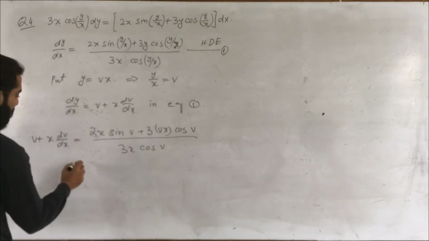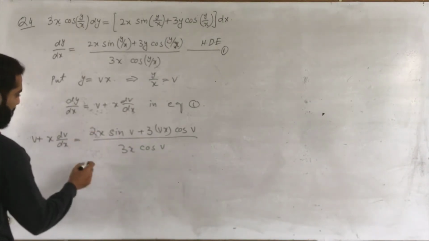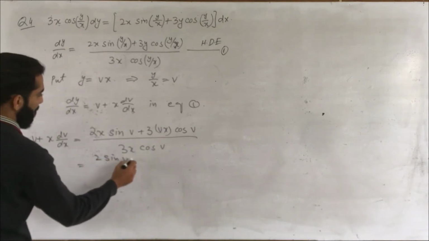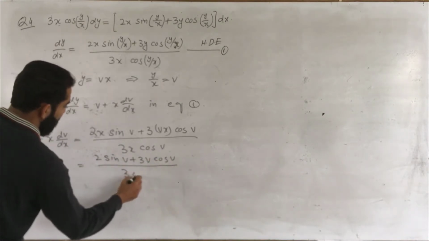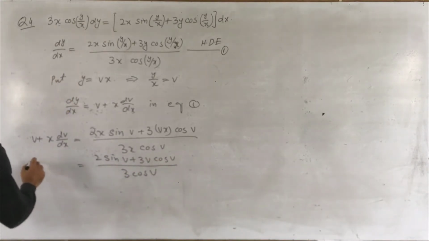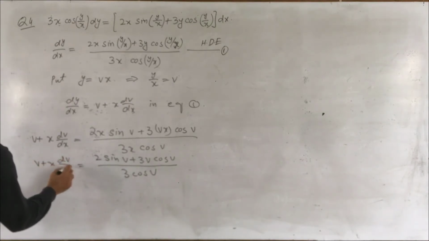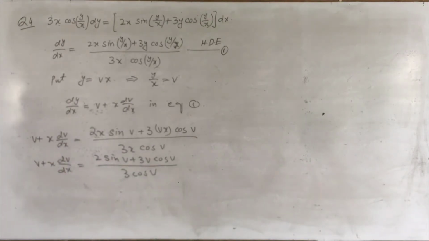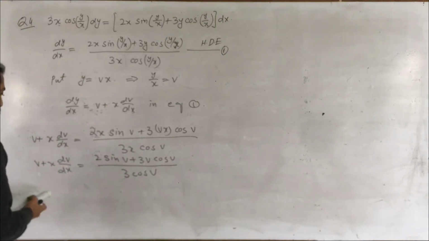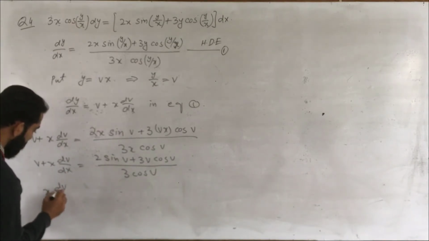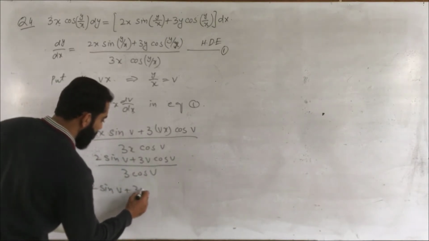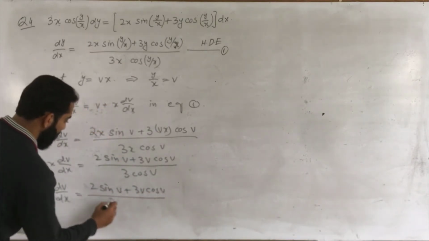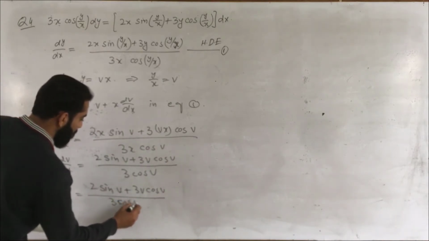By taking common x from the upper hand side and cancelling it out with the lower x, 2 sin V plus 3V cos V divided by 3 cos V remains. Here V plus x dV over dx. Take this V to the other hand side and it will convert to minus V. x dV over dx remains here. 2 sin V plus 3V cos V divided by 3 cos of V minus V.